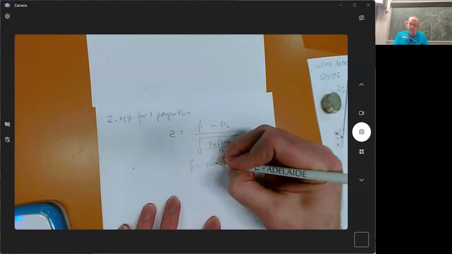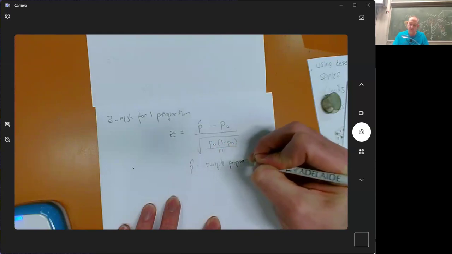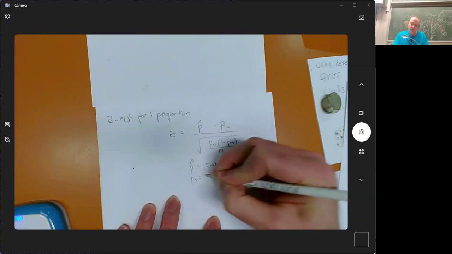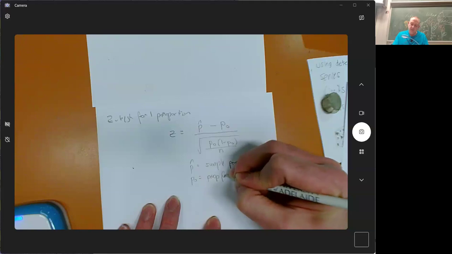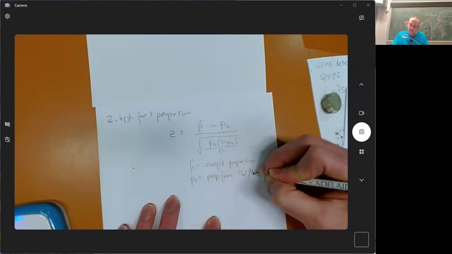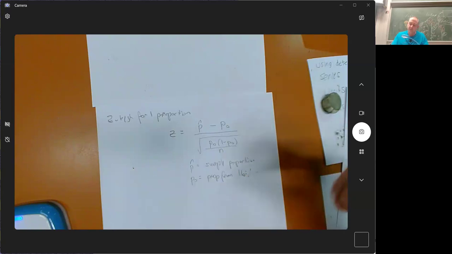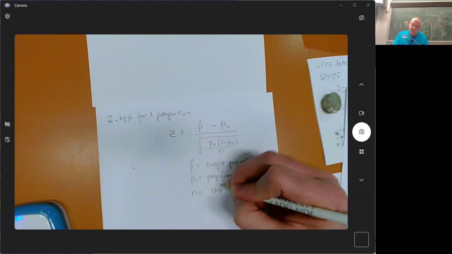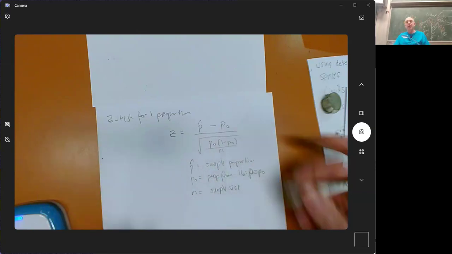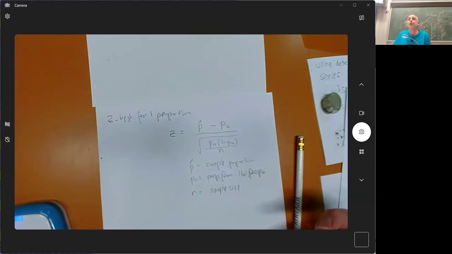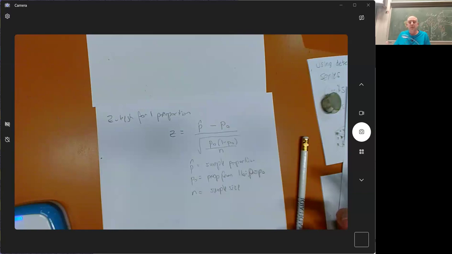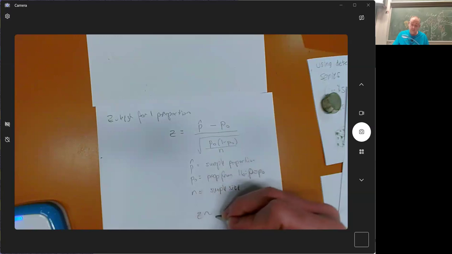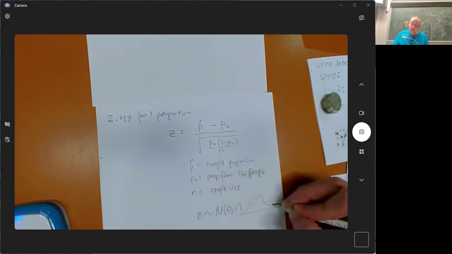And so this P hat is the sample proportion. This P naught is the proportion from H naught, P equals P naught. And n is the sample size. So the calculation is different because the situation is different, but the result is the same. It's still a normal distribution. And you'll still do the p-value the same way.